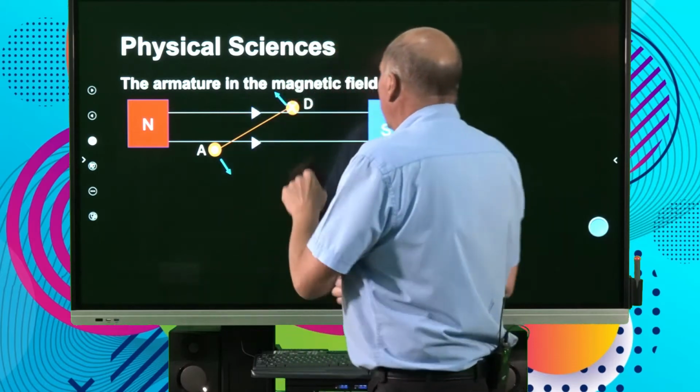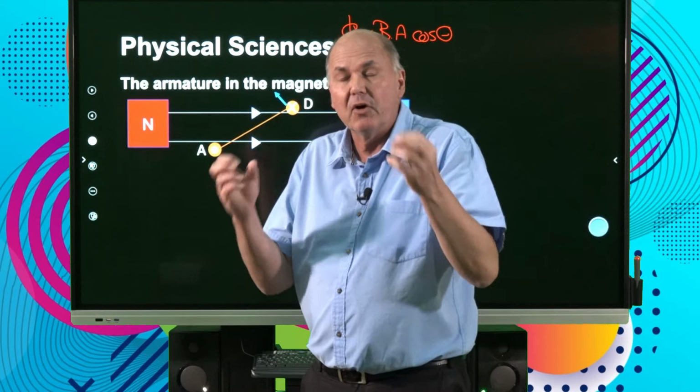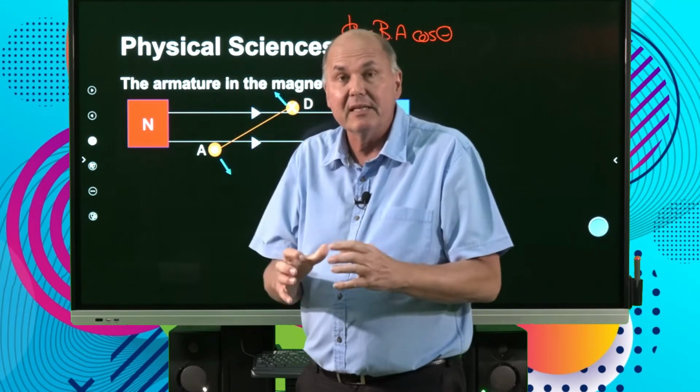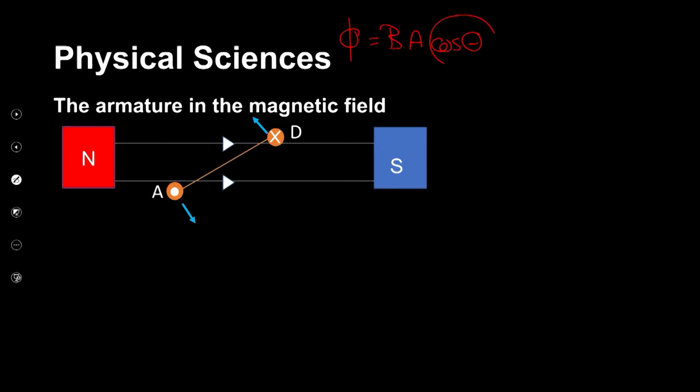And so if we make the value of cos theta not 0, we recognize that the overall effect on the equation, which was phi is equal to BA cos theta, this theta is no longer 0. It's some value bigger than 0, so cos theta is less than 1. The angle theta is bigger than 0. So cos theta is less than 1. If cos theta is less than 1, then this is going to decrease.